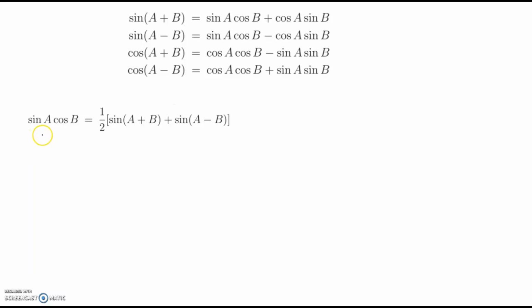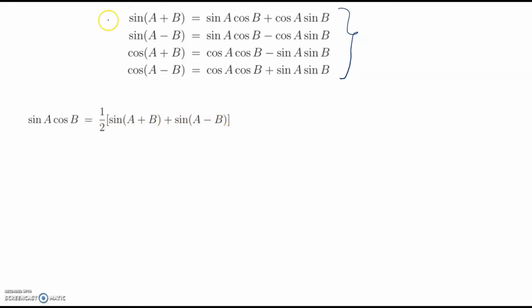In this video, before we go into example problems, we will have a quick look at how to derive the product identities and how these can be converted into sum identities. We are already familiar with these four identities. Now we're going to introduce this new identity, which is sin A cos B is equal to half of sin A plus B plus sin A minus B.